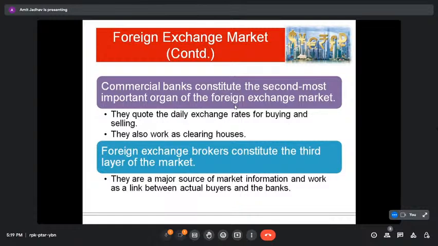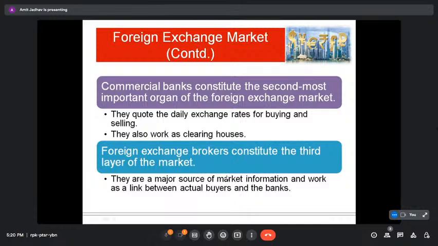So basically, the foreign exchange brokers constitute the third layer of the market. They work as a major source of market information, and work as a link between the actual buyers and the bankers. They act as intermediaries between the actual buyers and the bankers.